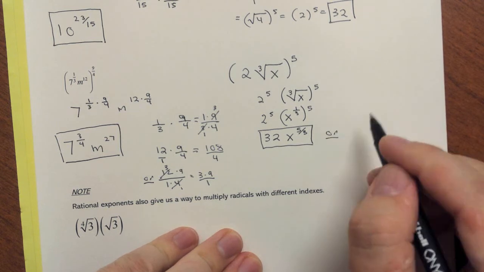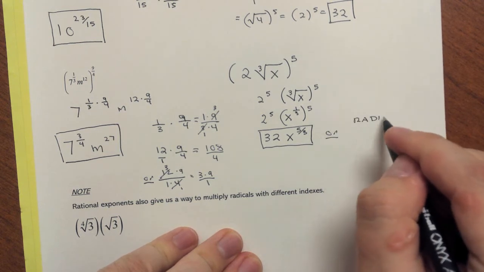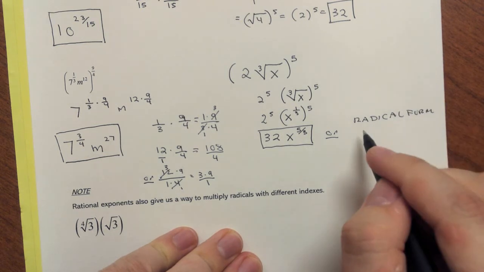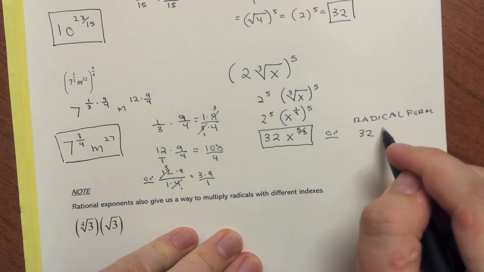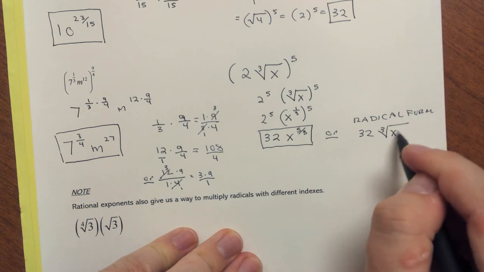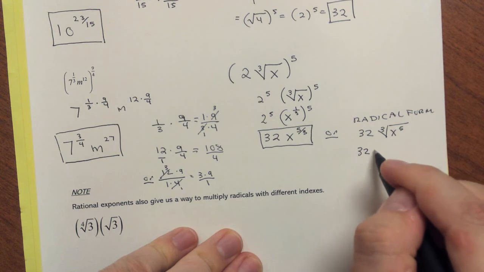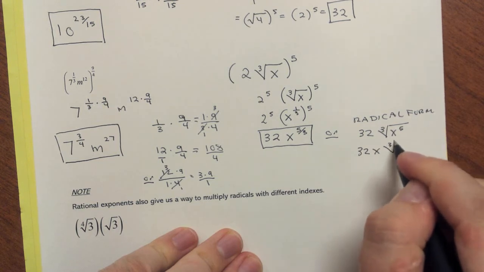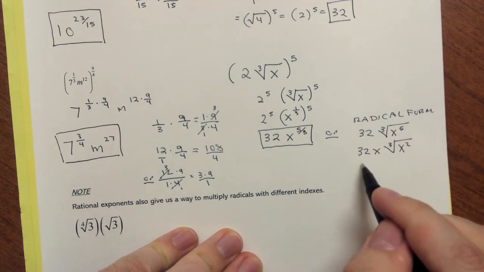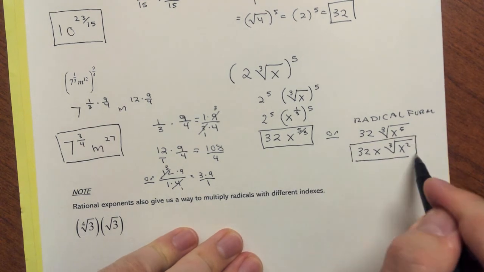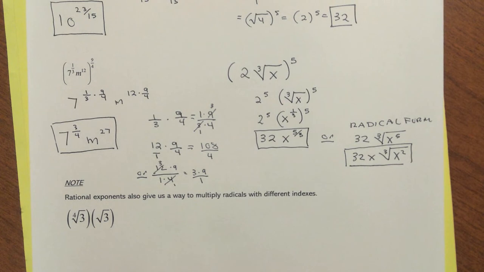Or, in radical form, what I would have is 32 times the cube root of x to the 5th, which there is a group of 3 there. This would be 32x times the cube root of x squared. So make sure you pay attention to the way a question asks you to give your answer, because there's often more than one way to answer a problem.